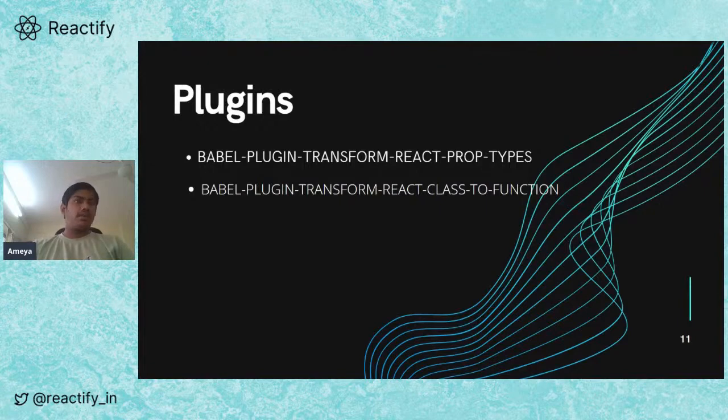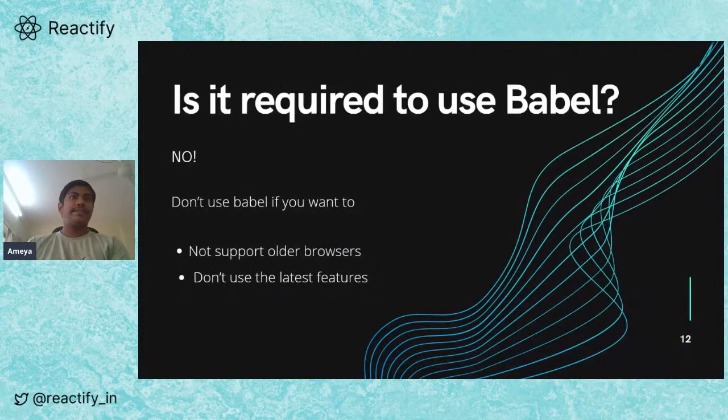The second is babel-plugin-transform-react-class-to-function. People are using hooks these days; hooks are popular in the community. The plugin converts your class-based components to functional components. So, is it required?